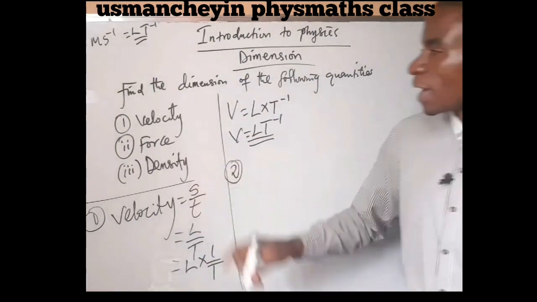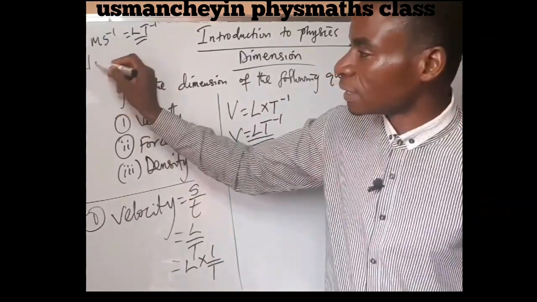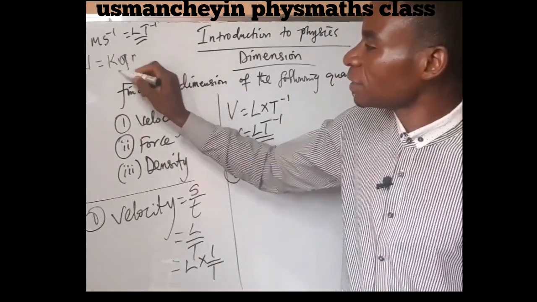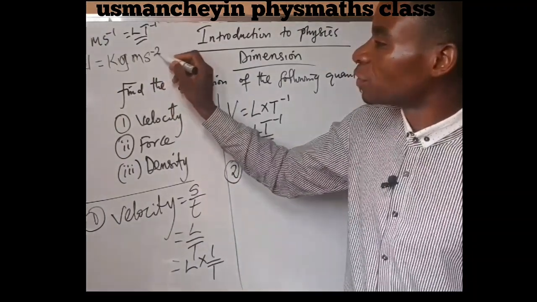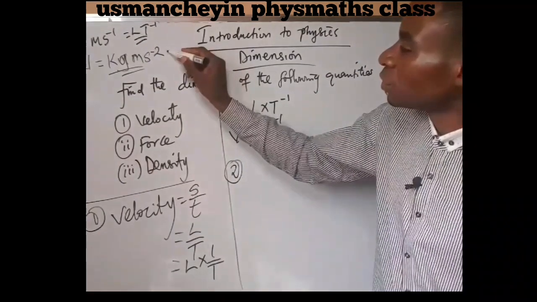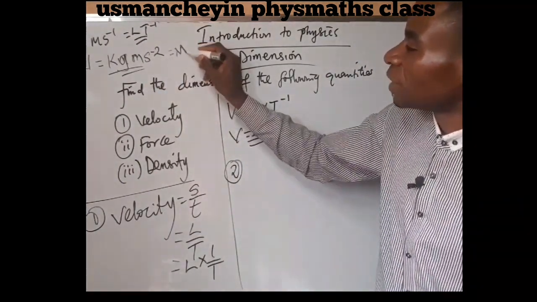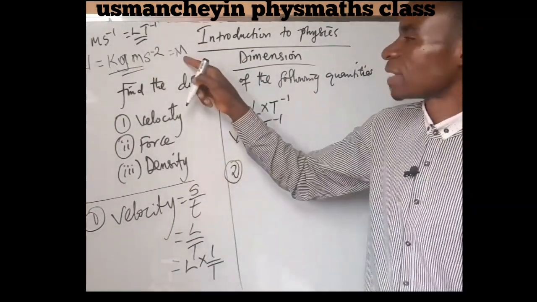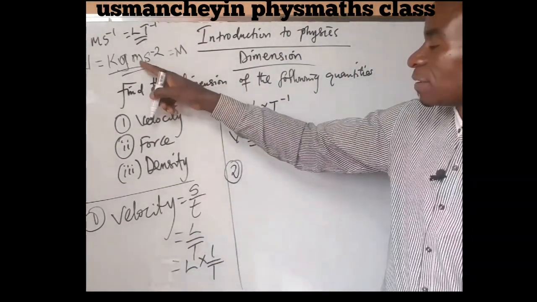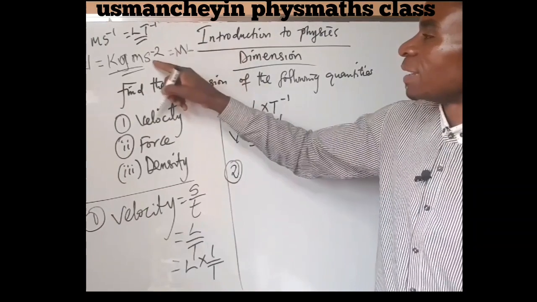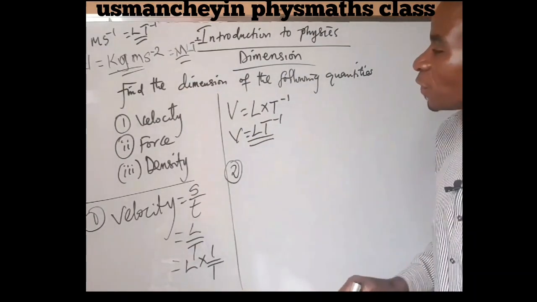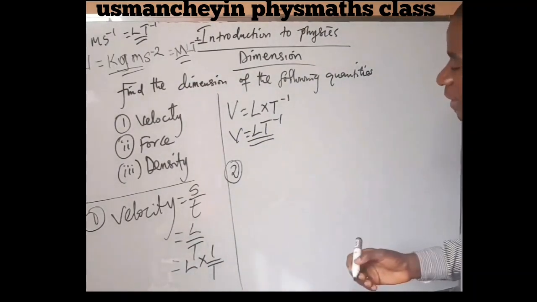Number 2 is force, and the unit of force is Newton, which is kg meter per second square. To look for the dimension, it will be simple. Kg is always capital M. The dimension of mass is capital M, the dimension of length or displacement is always L, and the dimension of time is T minus 2. And this is the dimension of force, but we are using another method.